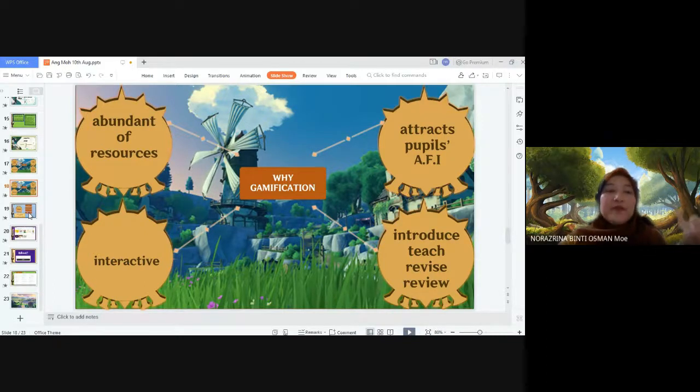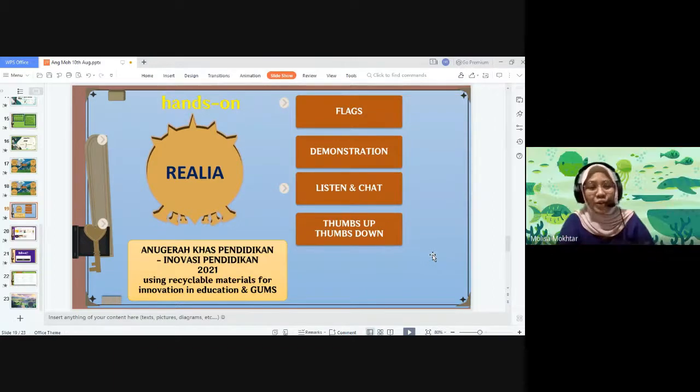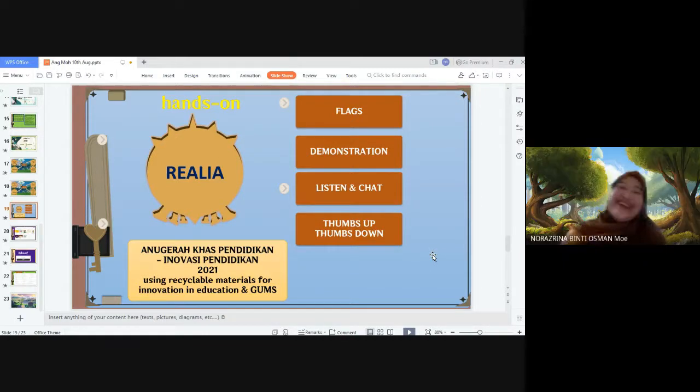But I'm focusing on this. Mana slide ni? Hands on. Dah keluar. Okay, the only thing I see is anugerah khas pendidikan, inovasi pendidikan. Oh my God. Okay, Radia.